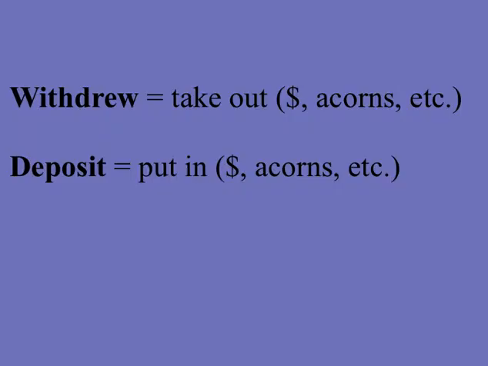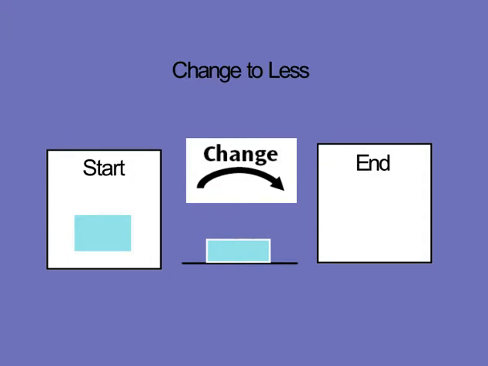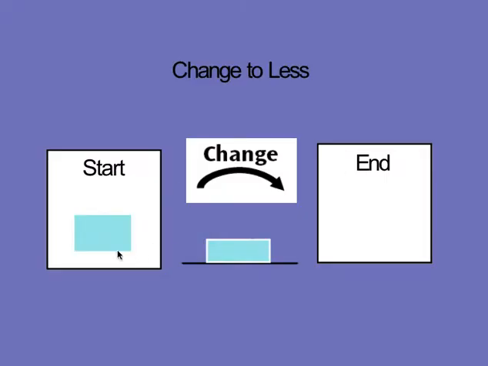Let's go ahead and look at how we're going to be doing our change problems. And this is what you'll see. You'll see a start box, a change box with an arrow, meaning that we're changing our starting number to a different number at the end, all right? Our first number is what we're starting with, and the number that we're starting with, if we go back to our story, is $76. That's the first number that we're working with here. So our first number is 76.